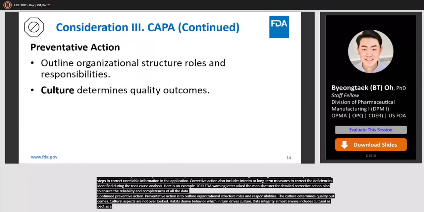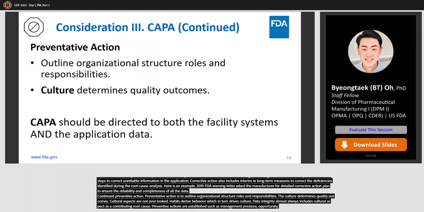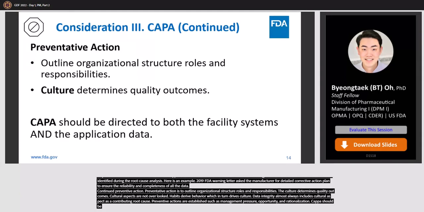Preventative actions are established to evaluate cultural factors such as management pressure, opportunity, and rationalization. CAPA should be directed to both the facility system and the application data.